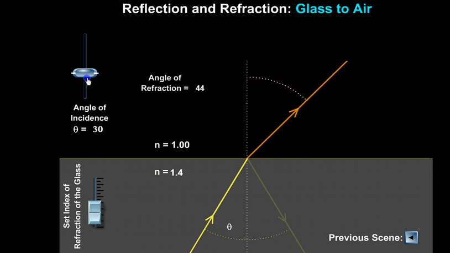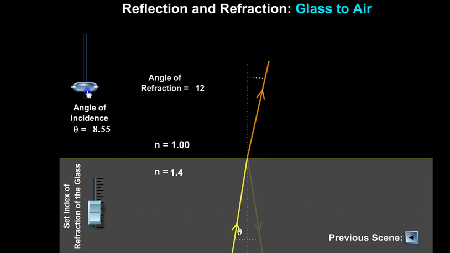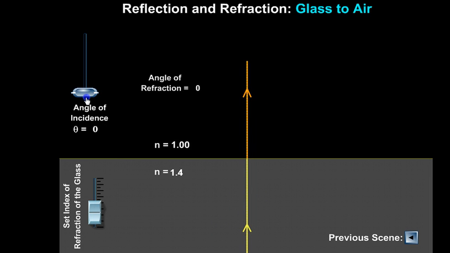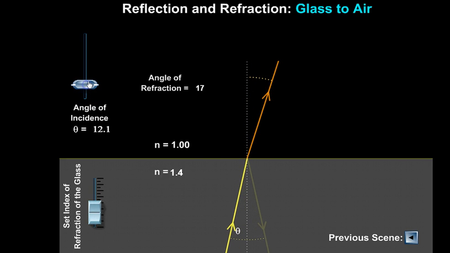Furthermore, if you were to send the incident beam at an angle of 0 degrees, then you do not get any refraction at all. So refraction has to occur at a non-perpendicular angle to the surface.